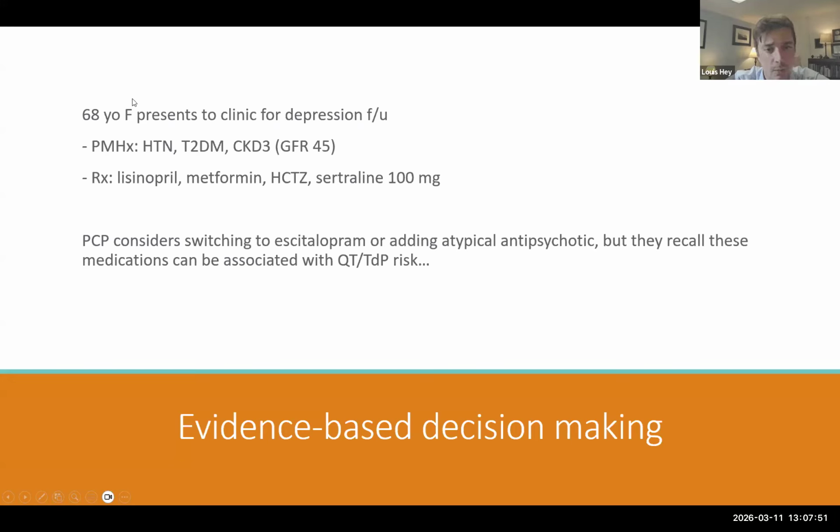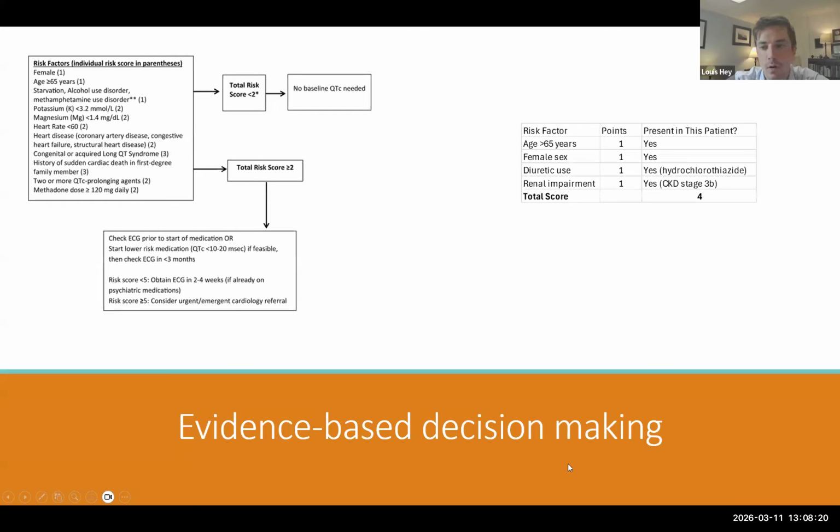She's also on lisinopril, metformin, hydrochlorothiazide. And let's say you're the clinician and you're thinking about switching to escitalopram. Let's say that's one of the ones she hasn't tried, or possibly adding an atypical antipsychotic. Or let's say you have recommendations from their psych provider, but they wanted your go ahead to start that medication. But you remember that escitalopram and most of the antipsychotics are associated with QT and torsades risk. So what do you do?